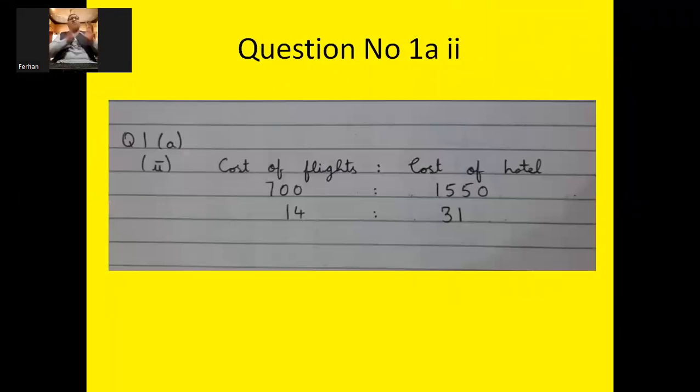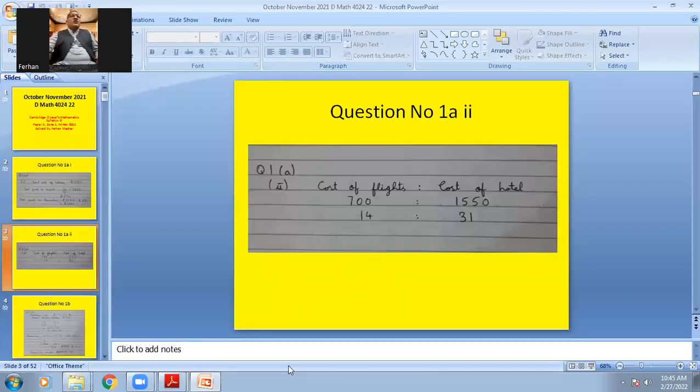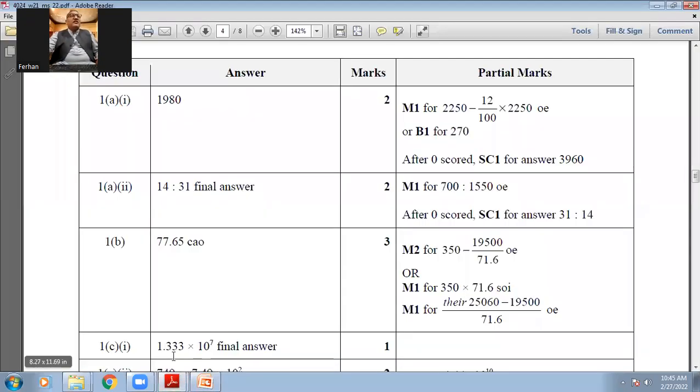Okay, so the cost of the flights ratio cost of the hotel. So the cost of the flight is $700 and the cost of the hotel is $1,550. So just enter these values in your calculator. Right, 700 divided by 1550 equals, and that will give you 14 by 31. So it means that the ratio is 14:31. So let's check the answer. Here we go. 14:31 is the right answer, sir.